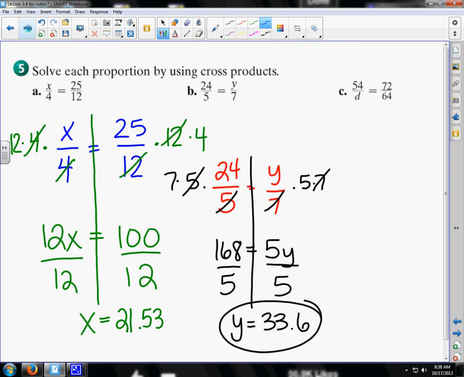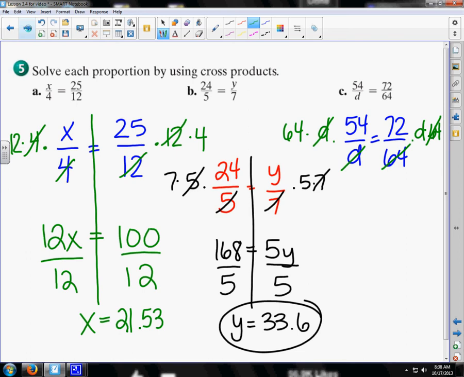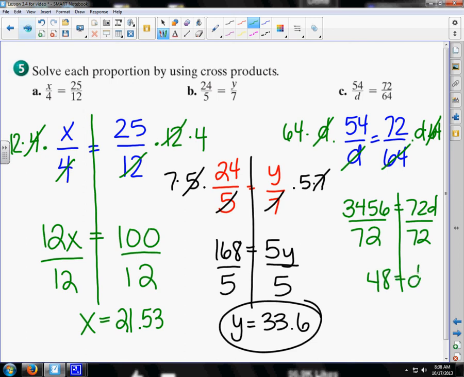Okay, so I'm going to do 54 over D equals 72 over 64. So I'm going to times by D and times by 64, and times by D and times by 64. So 64's cancel out and the D's cancel out. And then I get 54 times 64, which is 3,456, equals 72D. And then I divide by 72. And so I get 48 equals D.